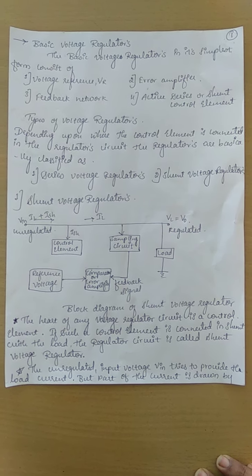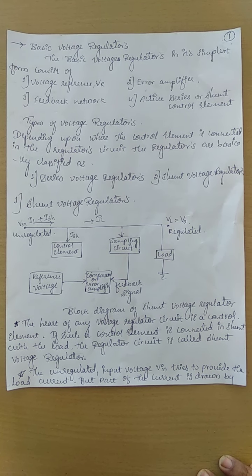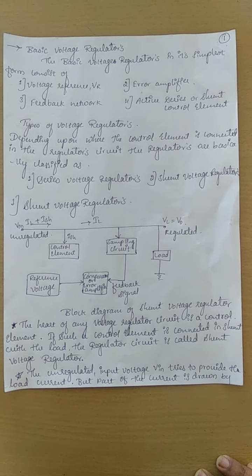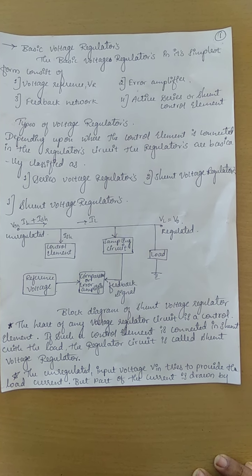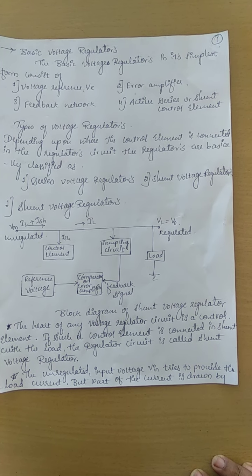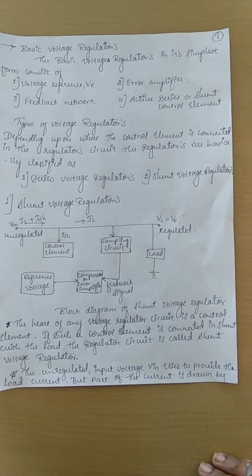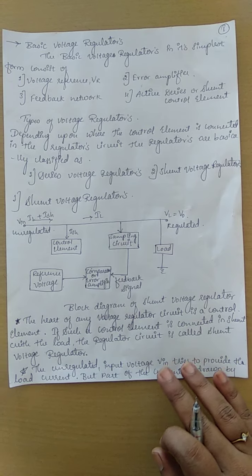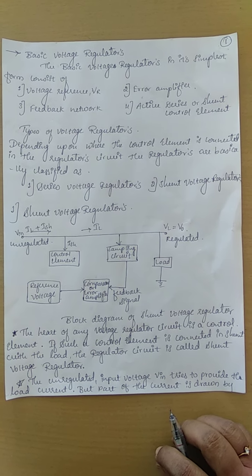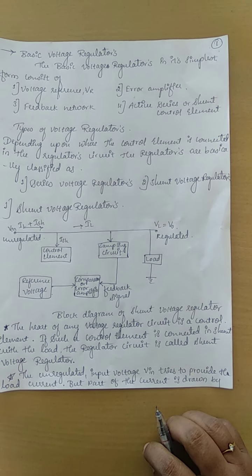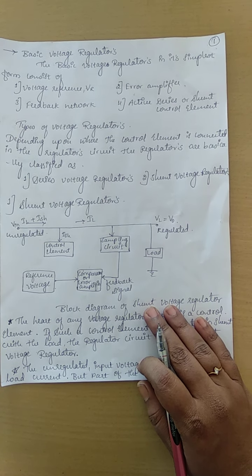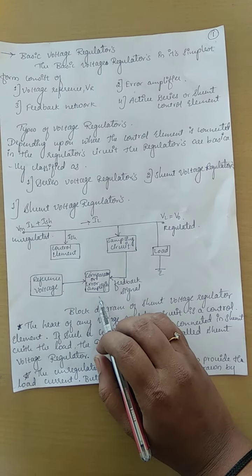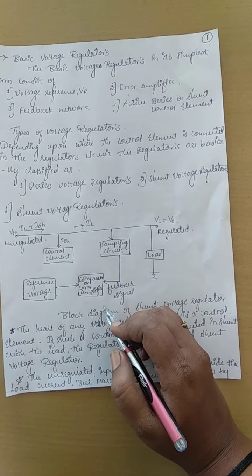Good morning, dear students. Today we'll discuss the basic voltage regulator, which consists of the voltage reference VR, error amplifier, feedback network and series or shunt control elements. So the types of voltage regulators are the series voltage regulator and the shunt voltage regulator. First we'll discuss the shunt voltage regulator. This is a block diagram of a shunt voltage regulator.